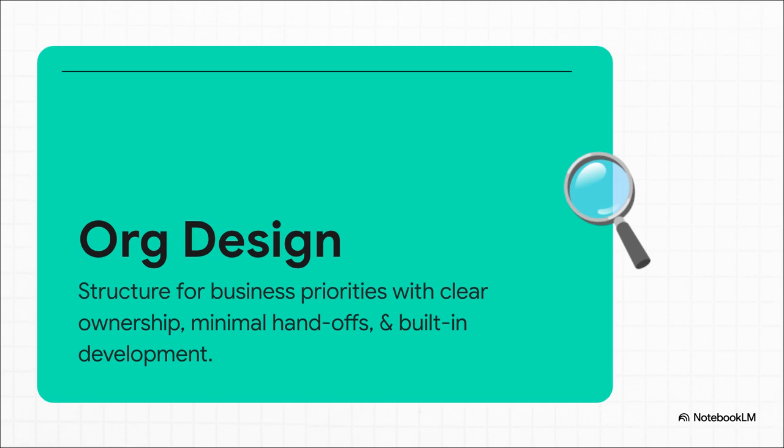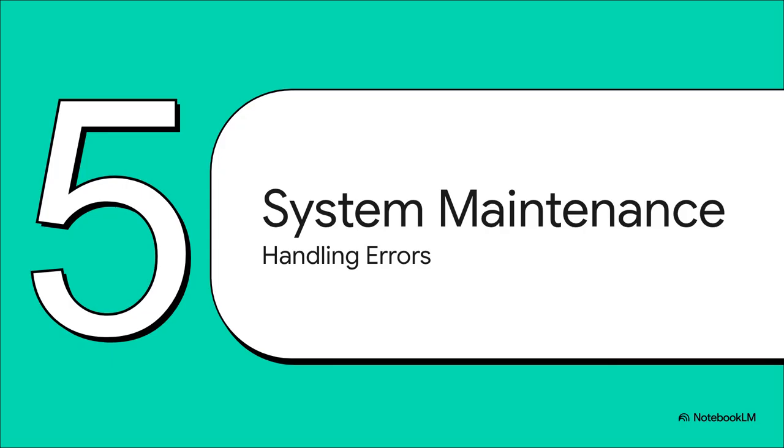For this manager, an org chart isn't some static thing you make once a year. No, it's a dynamic tool. The whole point of the structure is to deliver business goals with the least amount of friction possible. That means absolute clarity of ownership, minimizing those messy handoffs, and even designing the roles so that growth is just built right in. But let's be real, no system is perfect, right?